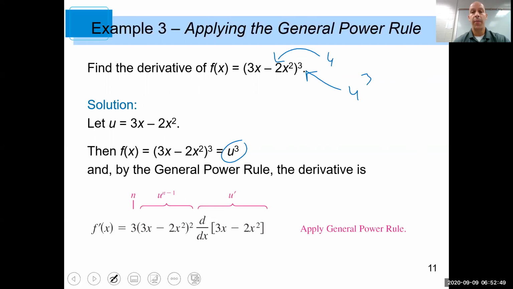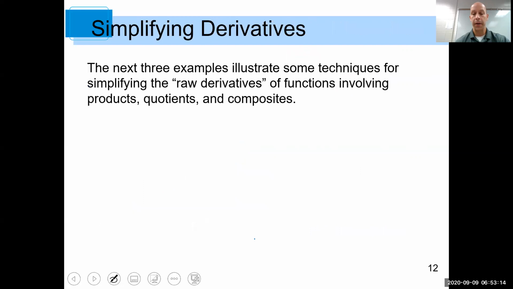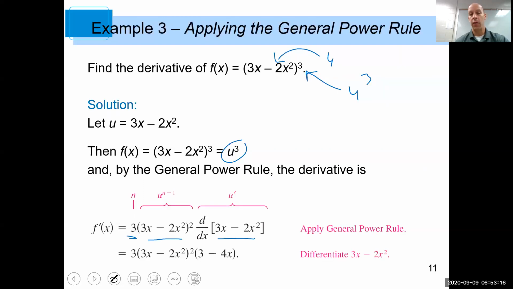Then by the generalized power rule, we can simply take this 3, that's the n, and put that in the front, and then reduce that by 1, leave the inner function alone, and then take the derivative of the inner function. When we do that, we get 3 times the quantity 3x minus 2x squared, and then the derivative of this inner function is 3 minus 4x. And that's our final answer there. I mean, you can distribute this, but that's really not necessary. That's your y prime. Okay.